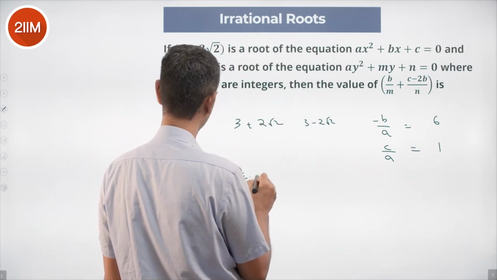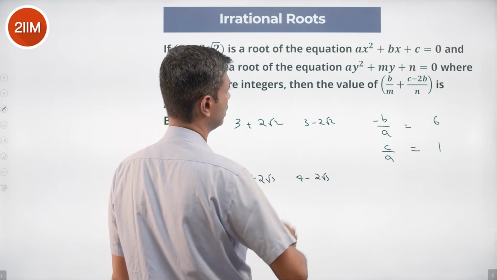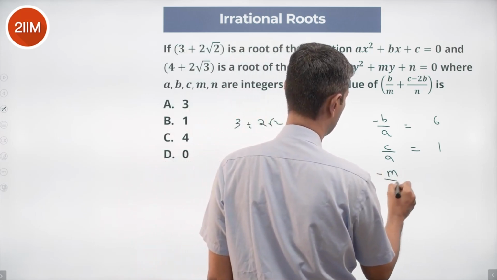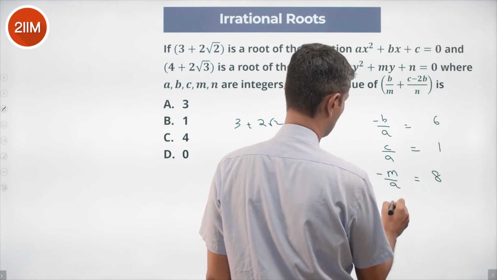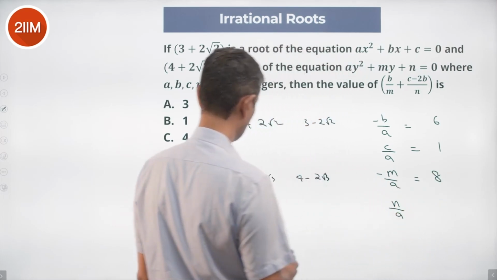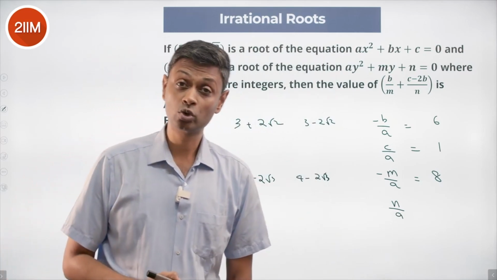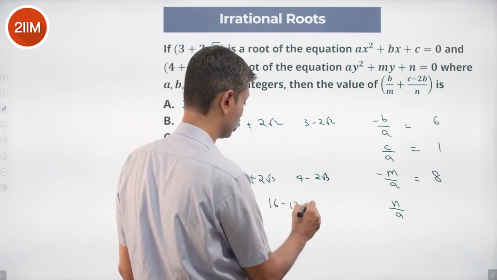Second one, the roots are 4 plus 2 root 3 and 4 minus 2 root 3. Sum of the roots is minus m by a. This is 4 plus 4, 8. Product of the roots is n by a. 4 into 4 is 16 minus 2 root 3 into 2 root 3. 2 square into 3, 12. 16 minus 12 is 4.